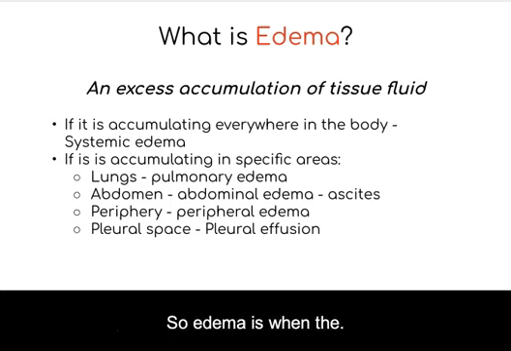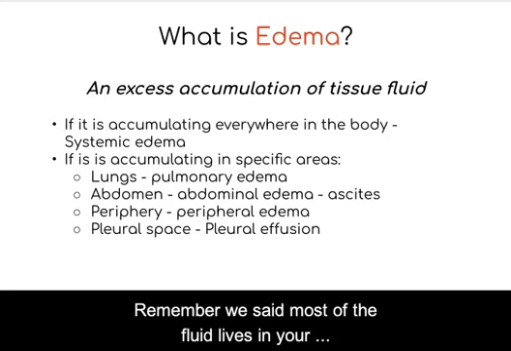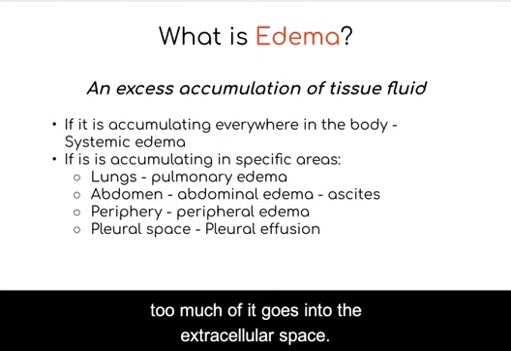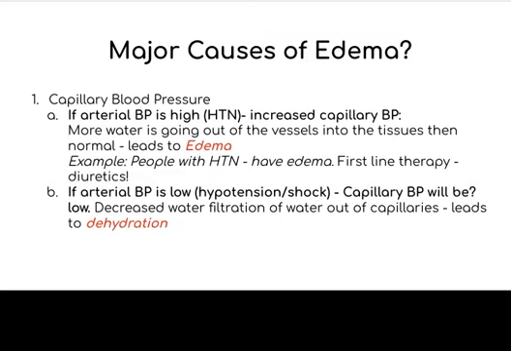And if it's accumulating in your pleural space, around your lungs, then it's considered pleural effusion. So edema is when there's more fluid in the extracellular space, where remember we said most of the fluid lives in your intracellular space. When too much of it goes out of the intracellular space into the extracellular space, that's what causes the edema.